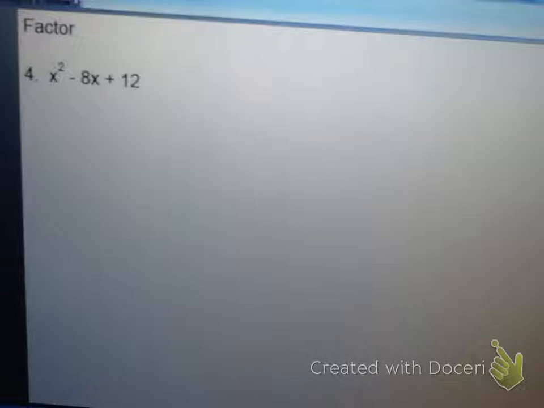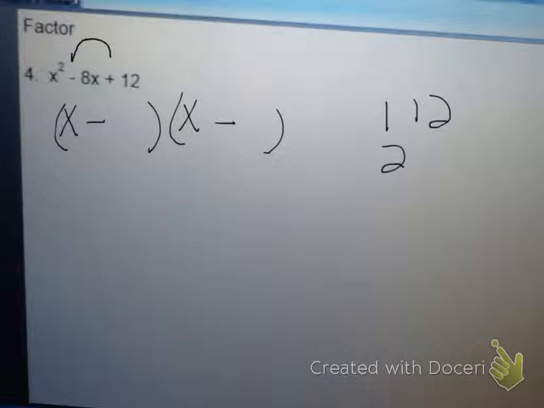Example number 4, there's not a GCF. This is a simple trinomial that factors into two binomials. Look at your last sign. If the last sign is positive, then that means they're both going to be whatever the first sign is. So they're both going to be negative. Factors of x squared, x and x. Now let's list the factors of 12. 1 times 12, 2 times 6, 3 times 4.